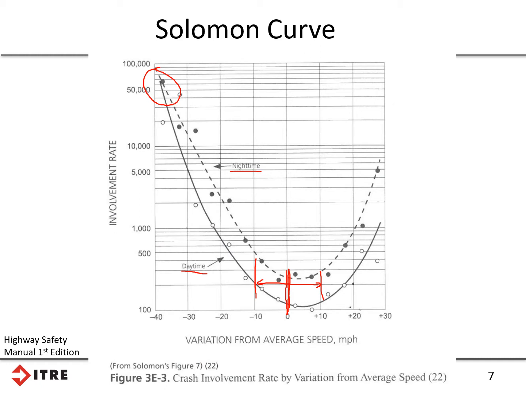Similarly, at 20, 30 miles per hour above the average speed, the crash rates increase as well. And so this helps explain those individual drivers that are driving much faster or much slower than the average speed and that increased crash risk.